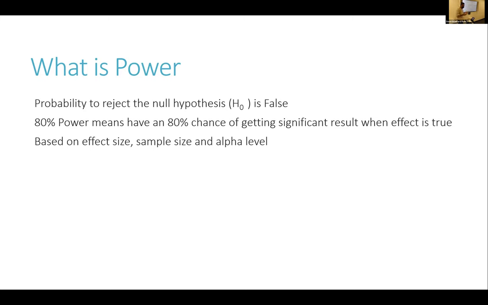An example would be assuming that men and women have average differences in height. If I ran a statistical test, what's the probability that I could actually detect that difference? Assuming 80% power, I have an 80% chance of detecting a significant result when this effect is actually true, and there's a 20% chance running this test that I won't be able to detect that result.